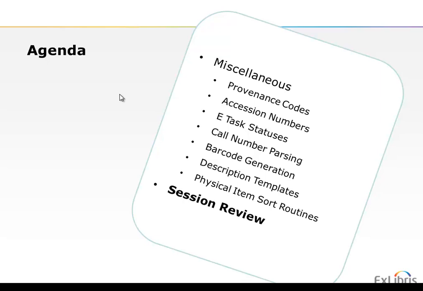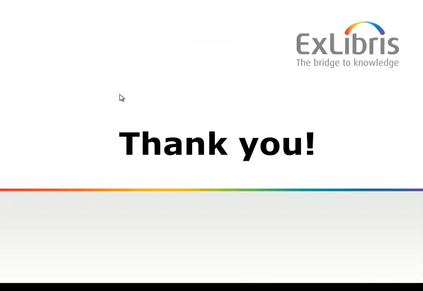We spoke about call number parsing and how to select a format for call numbers depending upon call number type for when you're printing labels for items. We spoke about barcode generation, how you can configure Alma to automatically generate a unique barcode for new item records. We spoke about description templates and how to generate formatted item descriptions based on the content of enumeration and chronology fields. And finally, we spoke about physical item sort routines and how you can customize sort routines for lists of physical items. That concludes the session for today.